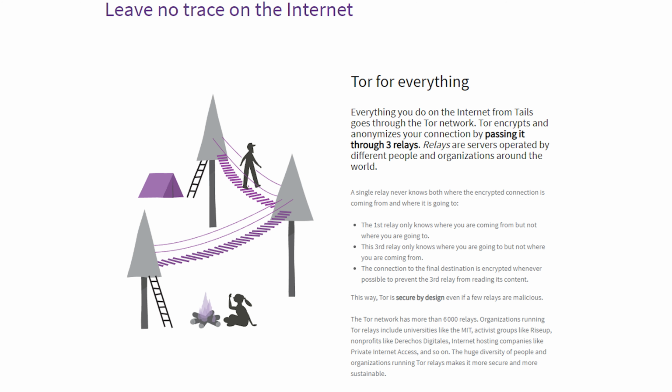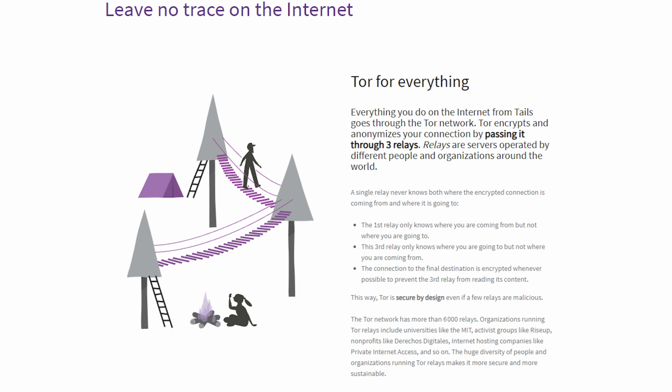Tor for everything. Everything you do on the internet from Tails goes through the Tor network. Tor encrypts and anonymizes your connection by passing it through 3 relays. Relays are servers operated by different people and organizations around the world. A single relay never knows both where the encrypted connection is coming from and where it is going to.